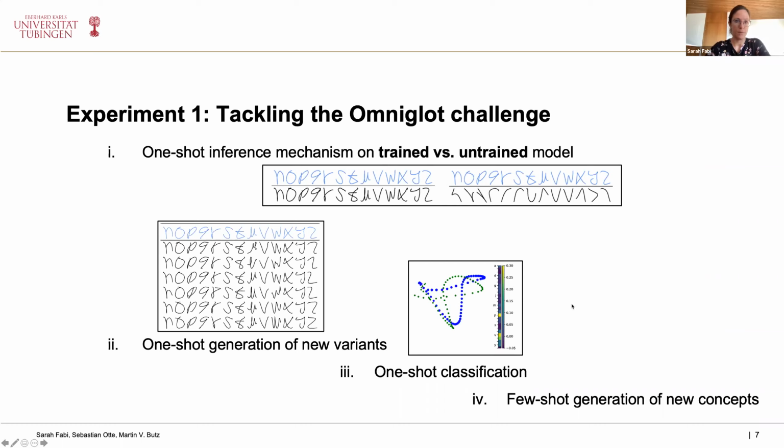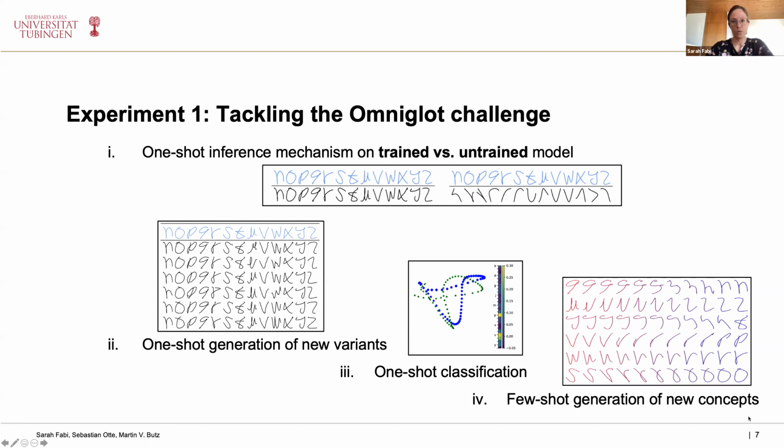Yes, and this worked very well for very similar variants like these. Of course, if we showed the network very different characters, this was way harder for it. But if you look at the Omniglot data set, then again, you can see that the characters are very similar. So it's not really the case that you have totally different characters and it has to classify them as well. And the generation of new concepts also worked well.